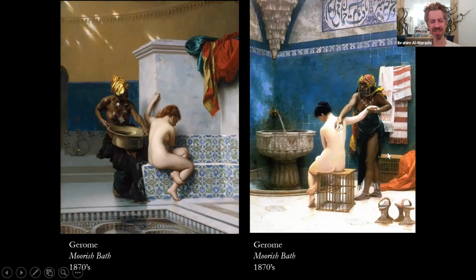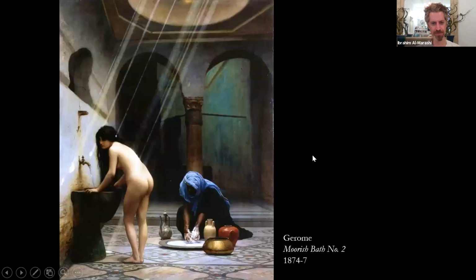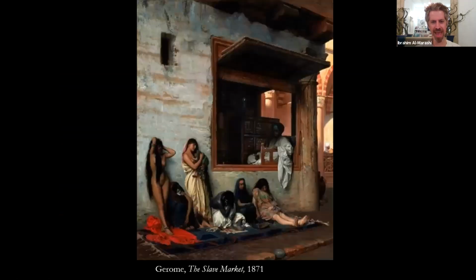But also just notice the dichotomy between the African servant and the usually white model. Moorish Bath number 2. Like I'm saying, he's not getting very creative with the titles. And then later he comes up with another painting on the theme of the slave market. So what does this indicate? That these kinds of paintings are still in demand.